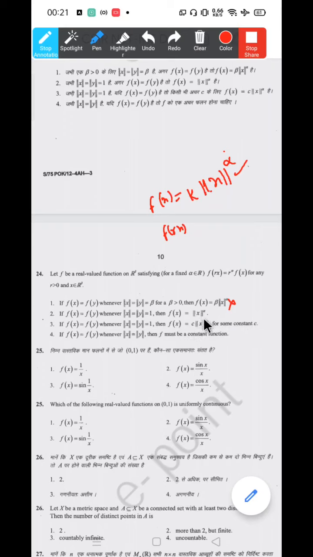So I think 2 and 3 both are correct. This is the same for some c, and this is for c equal to 1. But c is not in general, so we cannot log this. This is more correct than that. And here f need not be a constant. Option 3 will be the correct one. Next.